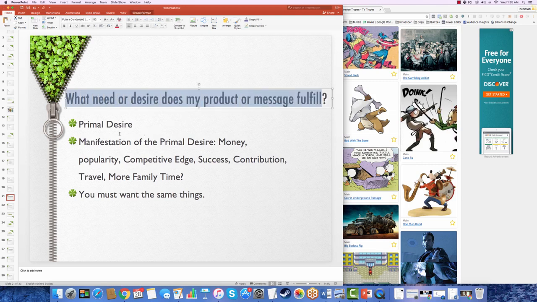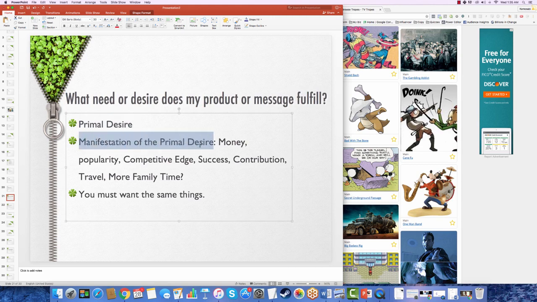Right? The need or desire. This is your primal desire. This is the thing you already picked out. And what is the manifestation of that primal desire? Their subconscious primal desire is something that they don't even really articulate to themselves. But what is the externalization, the manifestation of that primal desire?